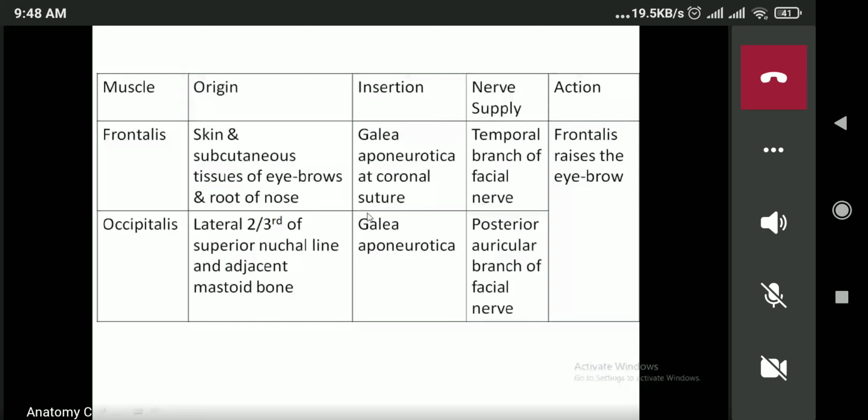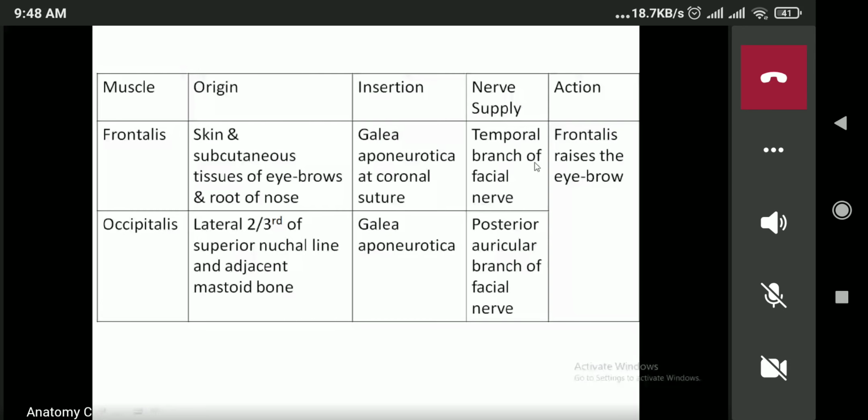Talking about the nerve supply, the frontal belly of occipitofrontalis is supplied by the temporal branch of the facial nerve, while the occipital belly is supplied by the posterior auricular branch of the facial nerve. Both of them are supplied by different branches of the facial nerve. The anterior one is supplied by the temporal branch, and the posterior one by the posterior auricular branch.